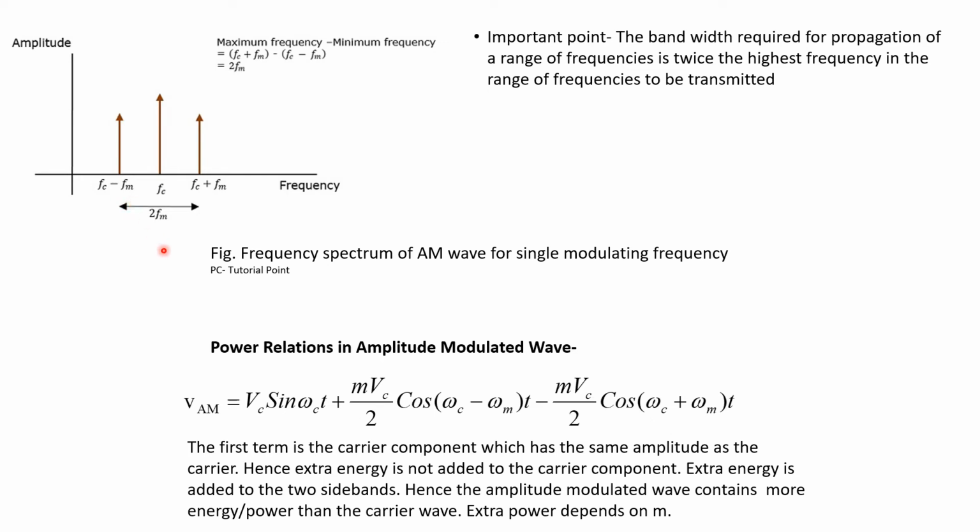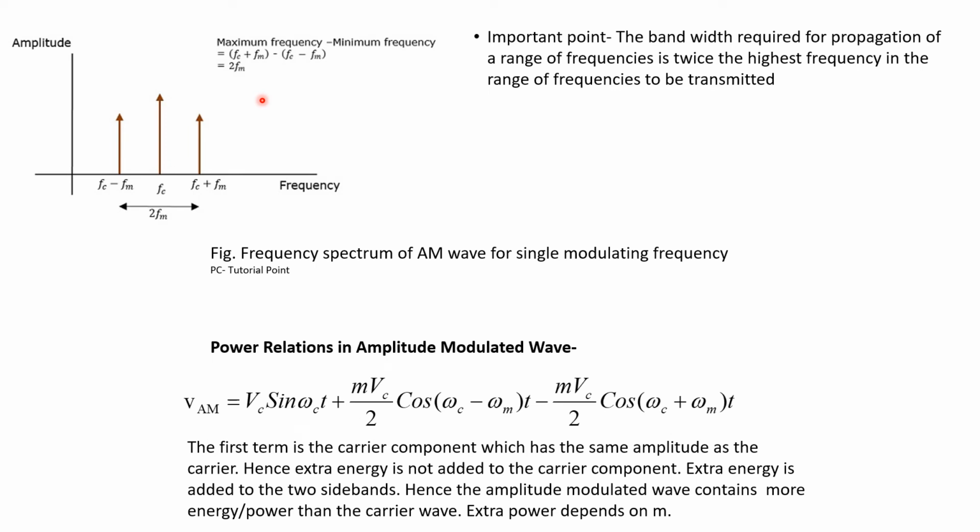Therefore, the bandwidth, which is the difference of the upper sideband and the lower sideband, will be Fc plus Fm minus Fc minus Fm, that is 2 Fm. Therefore, in the present case, when a single modulating frequency has to be transmitted in the form of a modulated wave, then the total bandwidth required will be twice the modulating frequency.